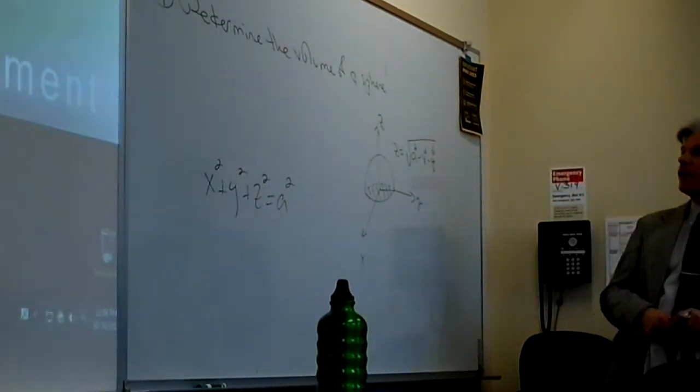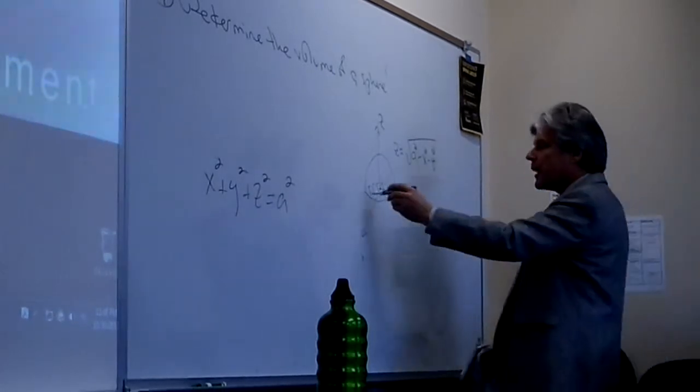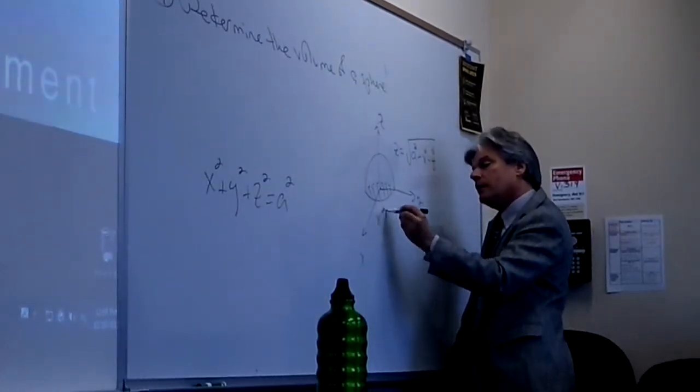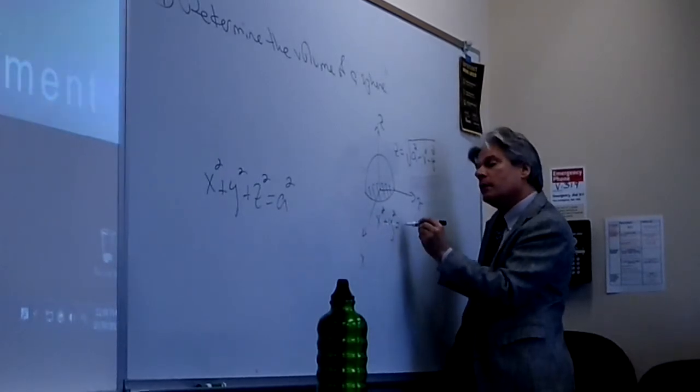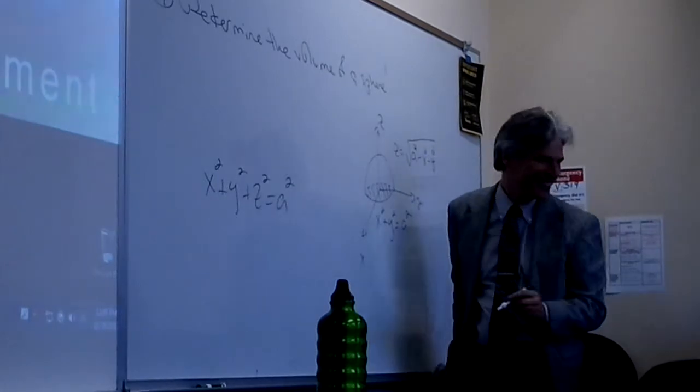Now, if I algebra this all for z, piece of cake. Okay. Oh, by the way, the equation of this boundary circle down below is x squared plus y squared equals a squared. Yeah, I agree with you. I agree.